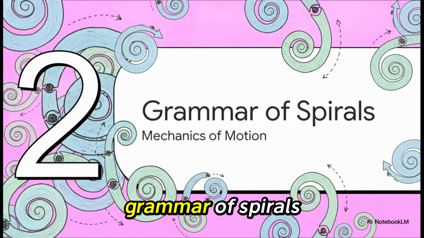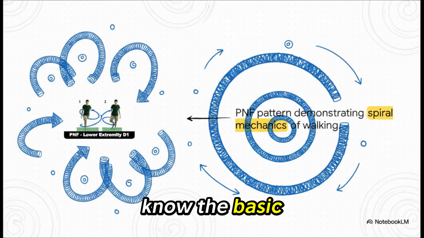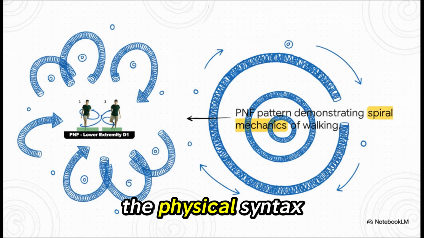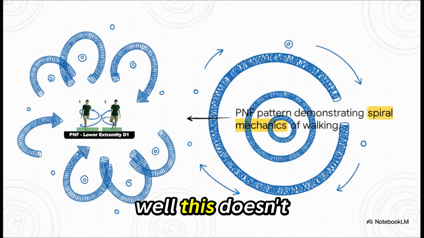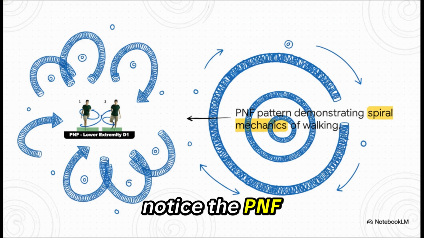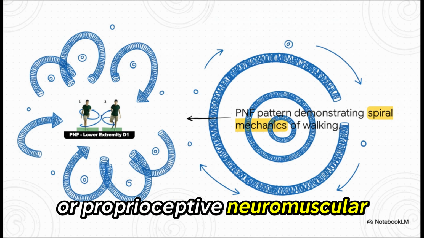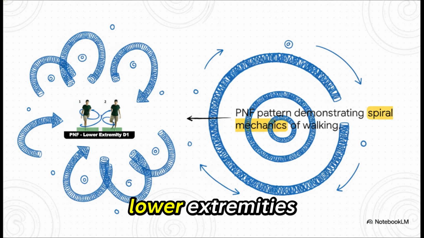Section 2. The grammar of spirals. The mechanics of natural motion. Now that we know the basic letters, how do they combine to form the physical syntax of our daily lives? Well, this doesn't just apply to our arms. Notice the PNF, or proprioceptive neuromuscular facilitation pattern, in the lower extremities.